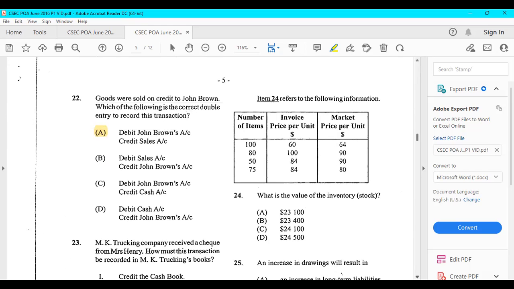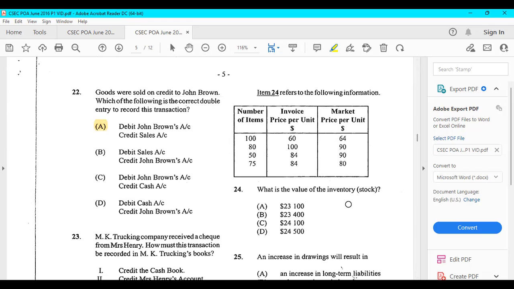24. All right, so refer to the following information in this table. What is the value of inventory? Inventory is the same thing as stock. They are used interchangeably. What is the value of our inventory? So here are the number of items, invoice price per unit and market price per unit. So we need to know the value of stock. What are we going to use? Are we going to use the invoice price or the market price?